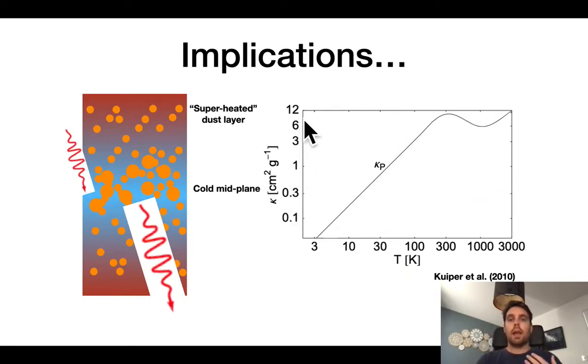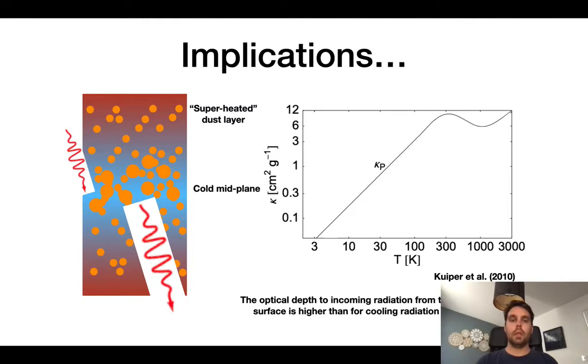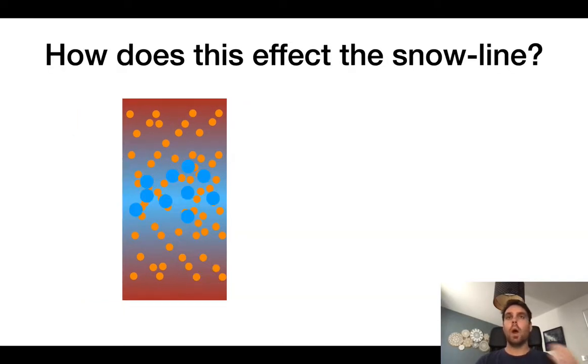So if you look at how the opacity changes as a function of the temperature of the radiation, as the temperature of the radiation increases, so does the opacity. So this means the optical depth to the incoming radiation is much higher than the optical depth to the cooling radiation. So why is this important, and how does this affect the snowline? Well, let's consider a few scenarios of the snowline.